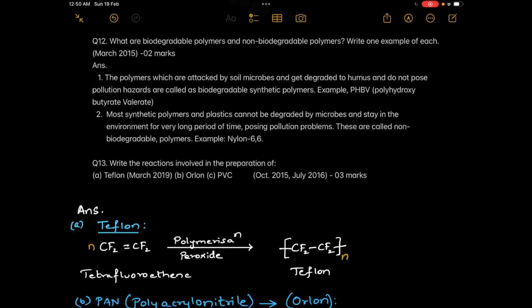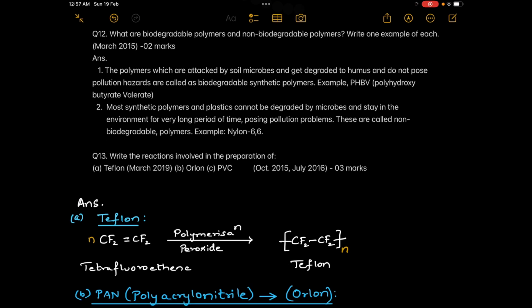What are biodegradable polymers and non-biodegradable polymers? And we have to write down one example. 2-mark question, half mark for writing biodegradable and half mark for writing what is non-biodegradable, and half mark each for the examples. The polymers which are attacked by soil microbes and get degraded to humus and do not pose pollution hazards are called as biodegradable synthetic polymers. Example, PHBV, that is polyhydroxybutyrate valerate.